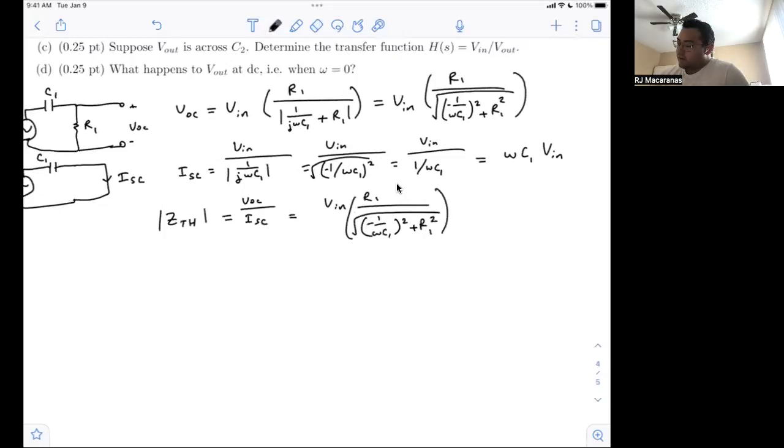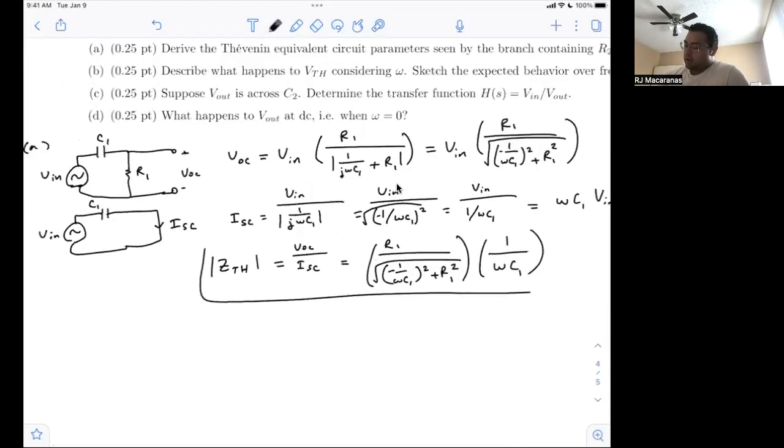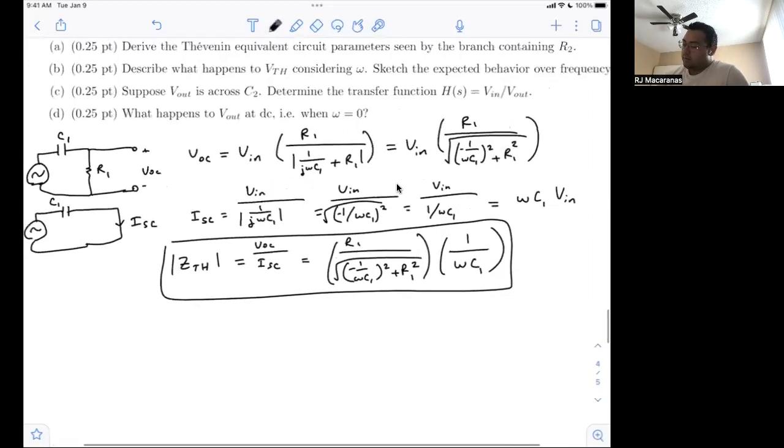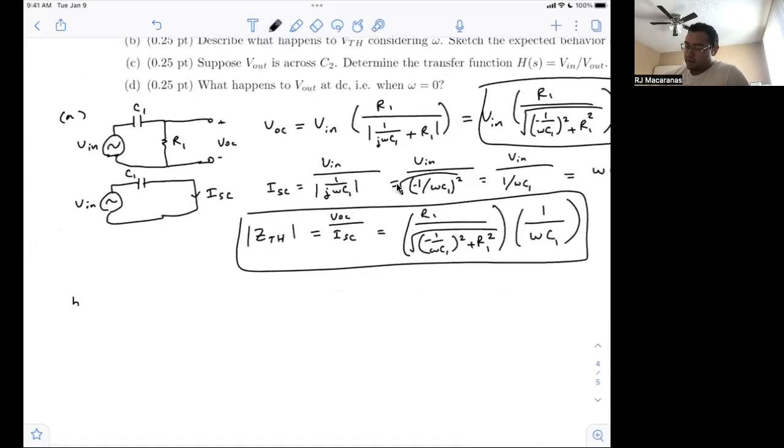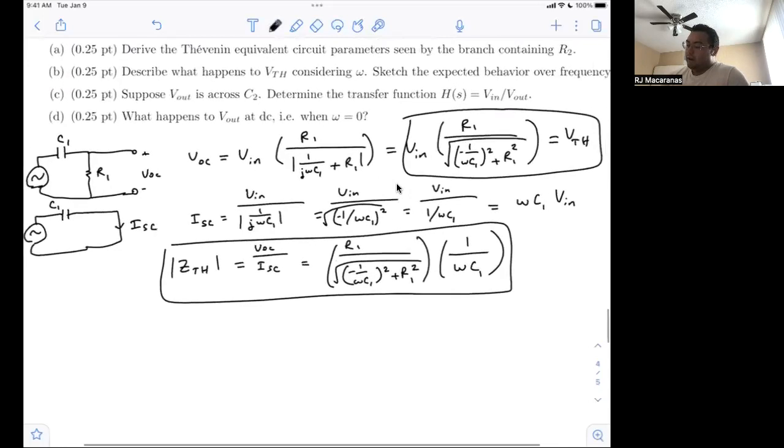So that is our open circuit. And then the I short circuit is omega C1 times Vn. So these Vn end up canceling. I'm going to erase them here. And that is our magnitude of our impedance there. And that gives us part A. So for part B, we are now looking at what happens to the Thevenin voltage considering omega.